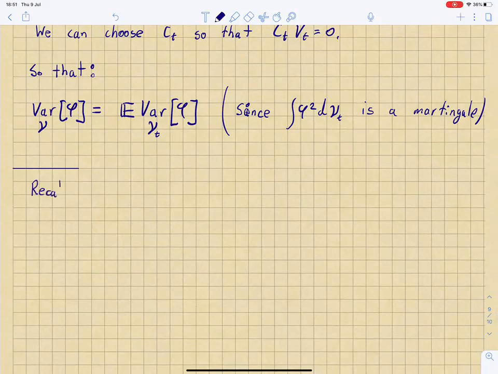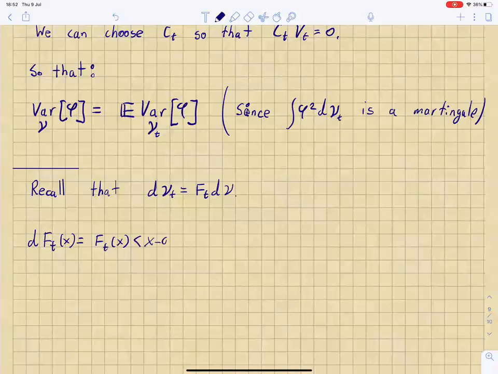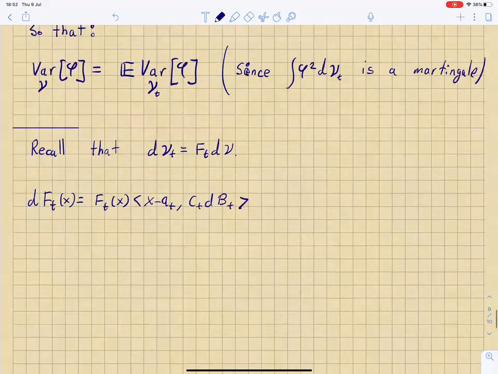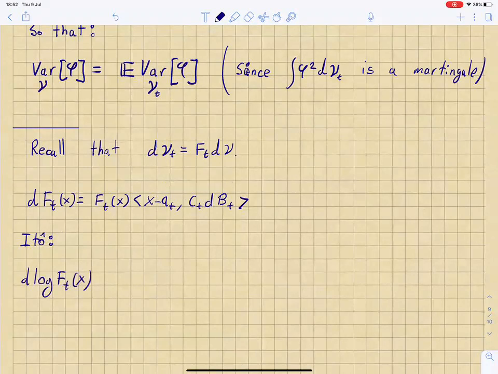Recall that d nu t is ft d nu. So ft is just the density of nu t with respect to nu. And dft of x is ft of x, x minus the center of mass ct dbt. So now by Ito's formula, we can calculate d log of ft. You'll soon see why this is useful.